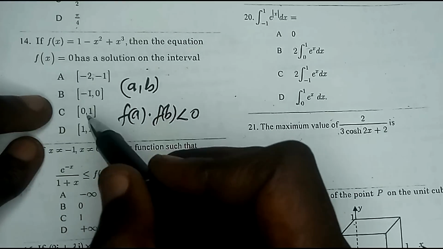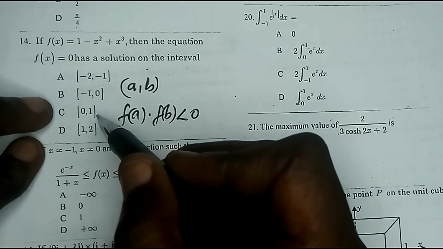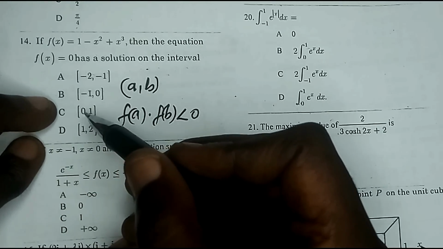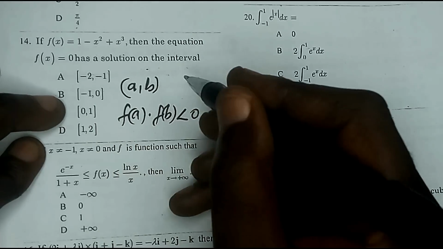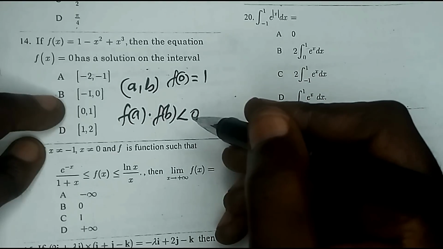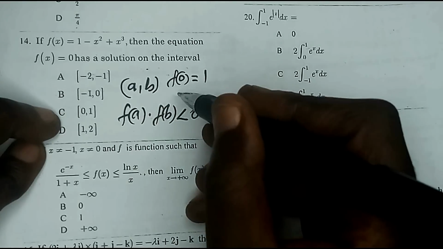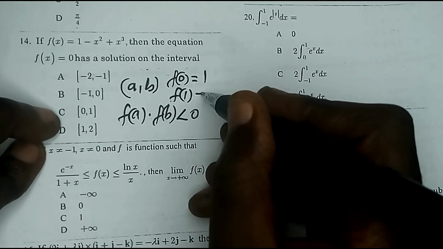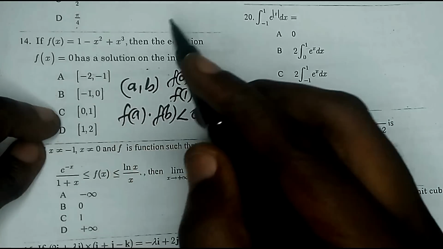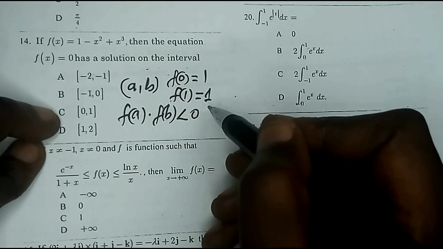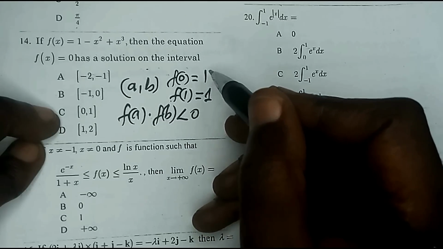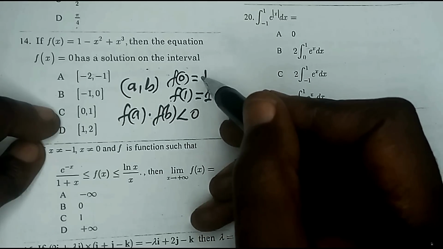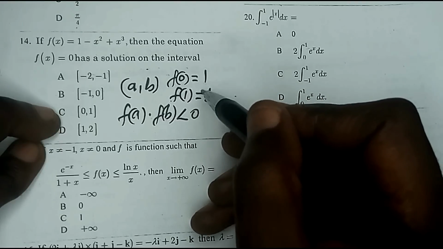If I start to investigate each of these intervals, beginning with 0 will be a good option since I can have the image of 0 easily. f of 0 is 1. And if I move to f of 1, I get 1 minus 1 plus 1, which is 1, and it's positive. So f of 0 and f of 1 are positive. That means it's not a sign change. The signs are not opposite.